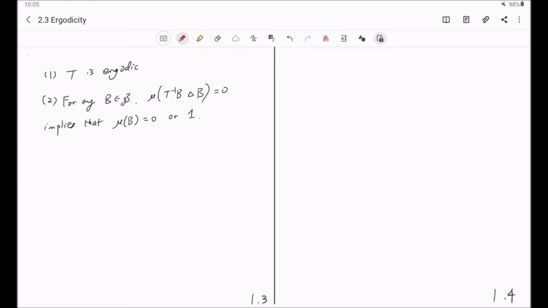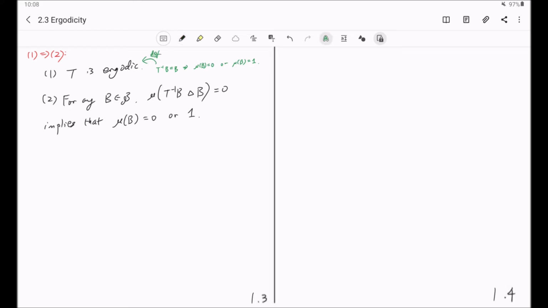So first, let's show that 1 implies 2. Here are the statements of 1 and 2. Assuming that T is ergodic, and remember by definition this means if T inverse of B is B, then we have the measure of B is either 0 or 1. And that is the definition.